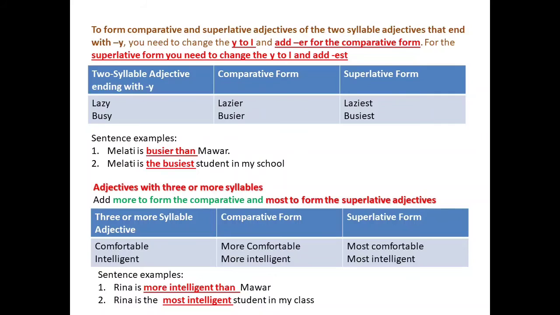Next, if the adjectives have three or more syllables, what you have to do is put more to form the comparative and most to form the superlative adjective. For example, comfortable, the comparative is more comfortable, and the superlative becomes most comfortable. And then intelligent becomes more intelligent, and the superlative becomes most intelligent. The first example, Rina is more intelligent than Mawar. The second, Rina is the most intelligent student in my class.